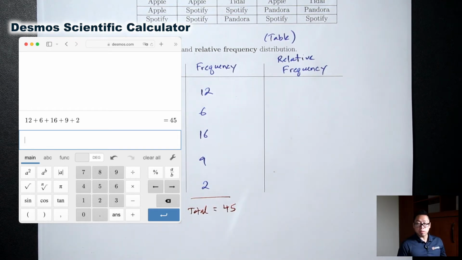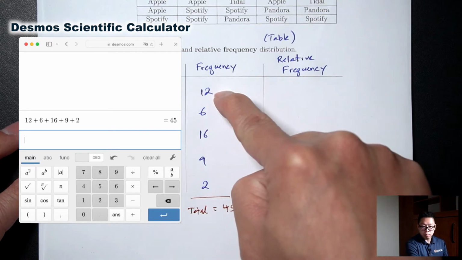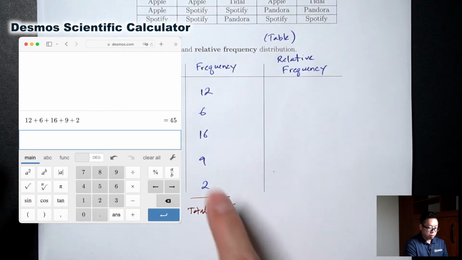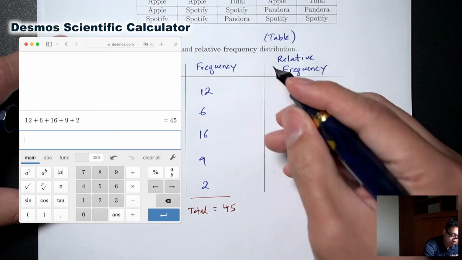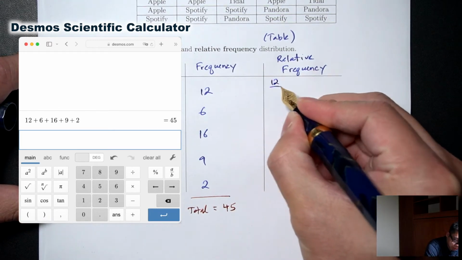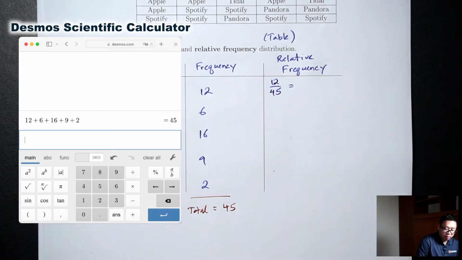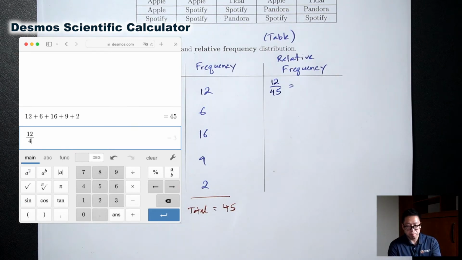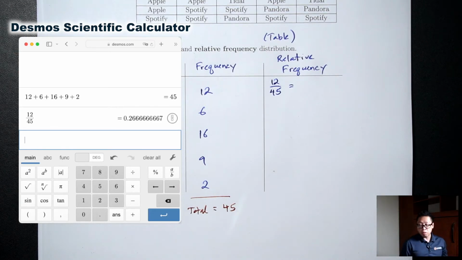And now, to find the relative frequencies, you're just going to take the frequency and divide it by the total number of people. So 12 divided by 45. Most of the time, you'll get a long decimal. We'll agree in this class to round to 3 decimal places. Now, after this class, in the real world, you probably want to keep longer decimals to be more accurate. But for this class, we'll agree to round everything to 3 decimal places. So rounded to 3 decimal places, this will be 0.267.